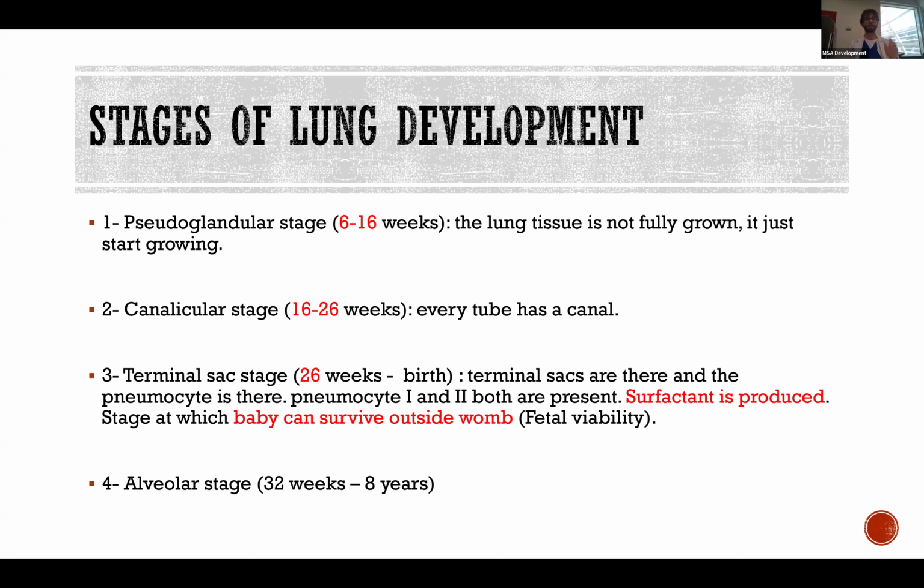The question would be like, during which weeks can the baby survive outside the womb? You would link it: when can it survive outside the womb? In the terminal sac stage. Why? Because we have the surfactant. When is the surfactant produced? In the terminal sac stage, which is between 26 weeks, minimum 26 weeks, and usually until 28 weeks or until birth. Alveolar stage, just for the sake of you knowing, 32 weeks until 8 years.